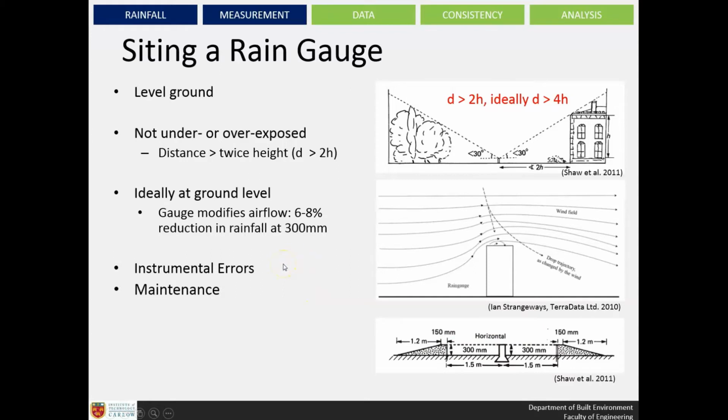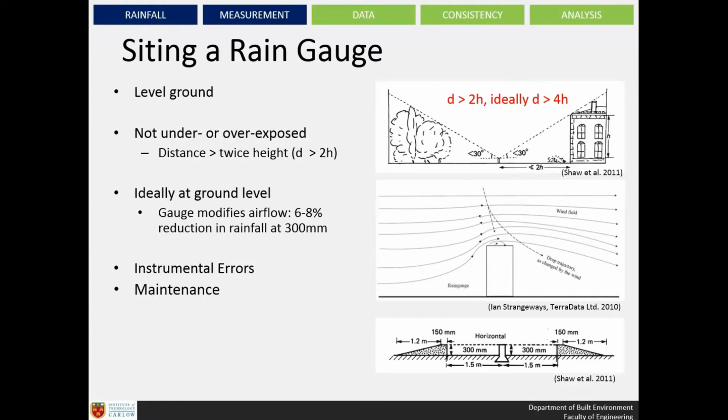You should also be aware of minimizing instrumental errors like splash out of it. That's related to the shape of the orifice and how big it is. Things like evaporation from storage gauges or freezing: if you're in a climate that's likely to have sub-zero temperatures, you'd want to make sure that there's a heating element in the rain gauge to make sure that it doesn't freeze. Or similarly, if you're measuring snow.